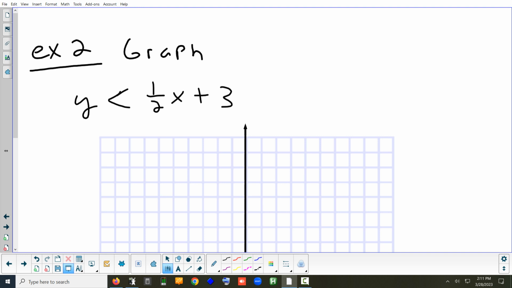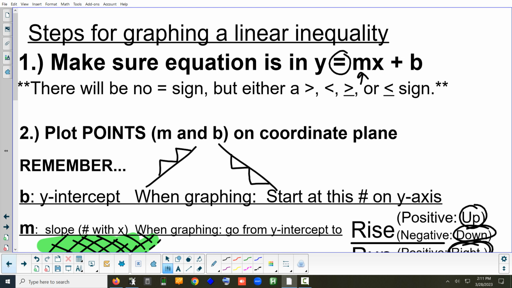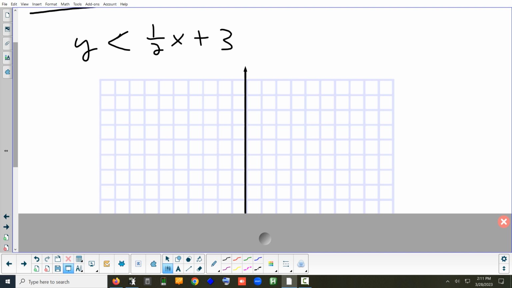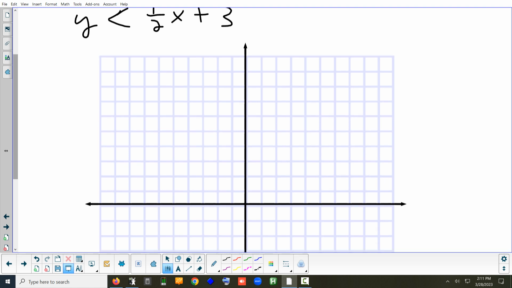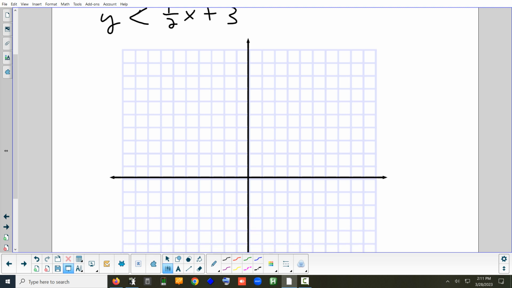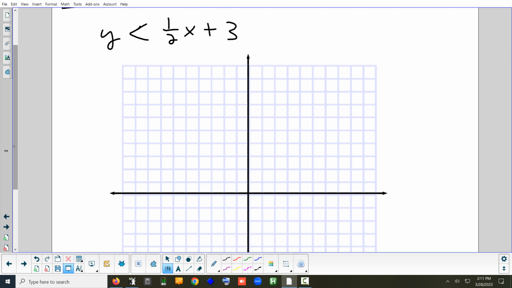Under step one, what's the very first thing I said when you want to graph something like this? What letter is supposed to be by itself? Yeah, y. Is y by itself? So this one's perfect. Step one is already done for you. Okay, step two, we're going to use the slope and the y-intercept to get some points. Tirza, what's my y-intercept there? 3. Can you tell me how to get to a y-intercept of 3 on that graph? On the y-axis, we go up 3. Yep, we're going to put it down. Good.